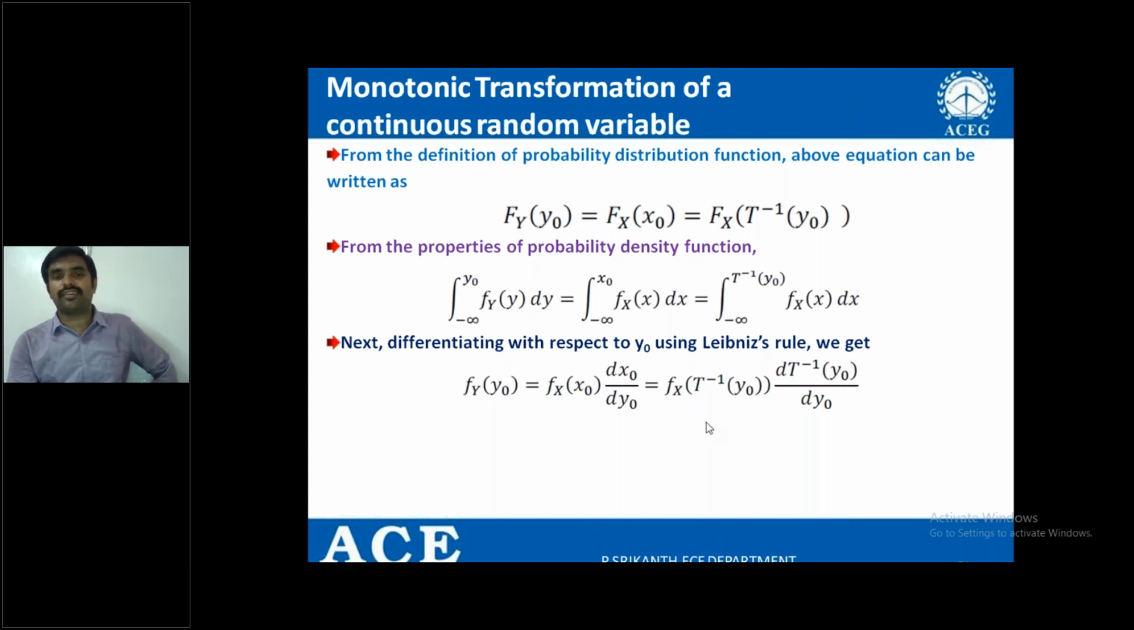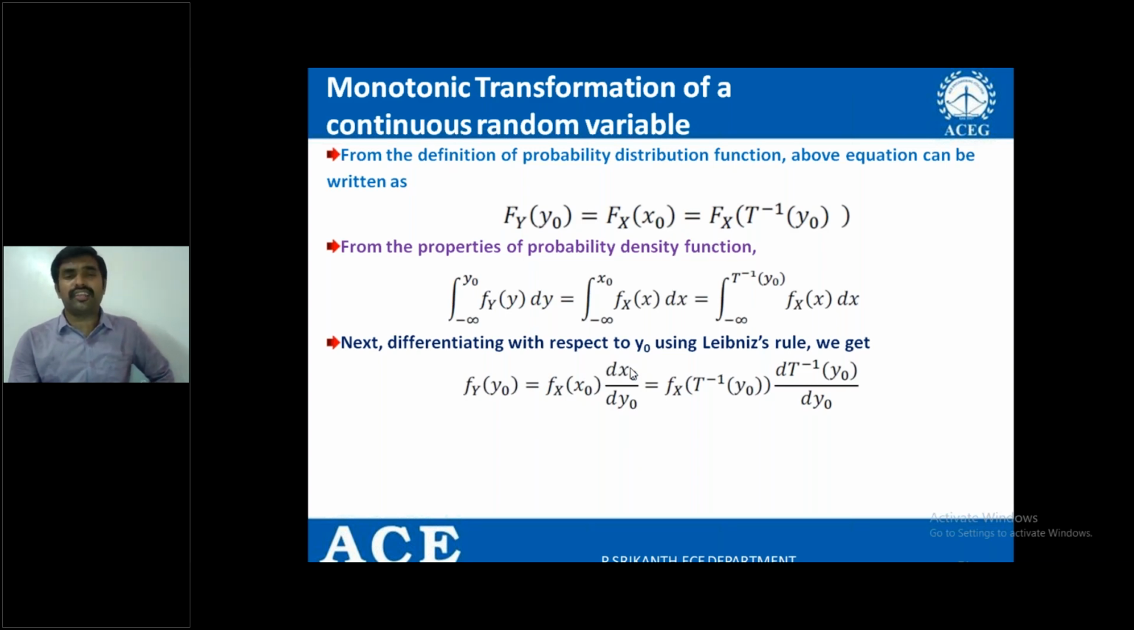Or I can also write x naught as t inverse of y naught: f_x of t inverse of y naught into d t inverse of y naught by dy naught. Am I clear? It is nothing but the new density function of the new random variable y at y naught, obtained by using the existing density function at x naught, multiplied by some term. The term is dx naught by dy naught.